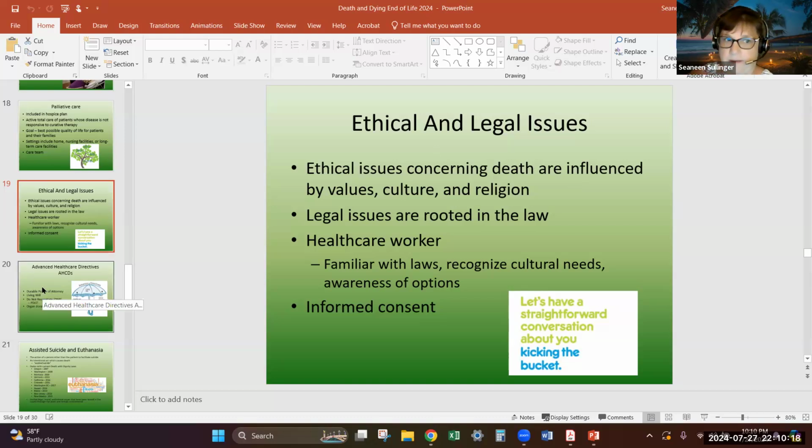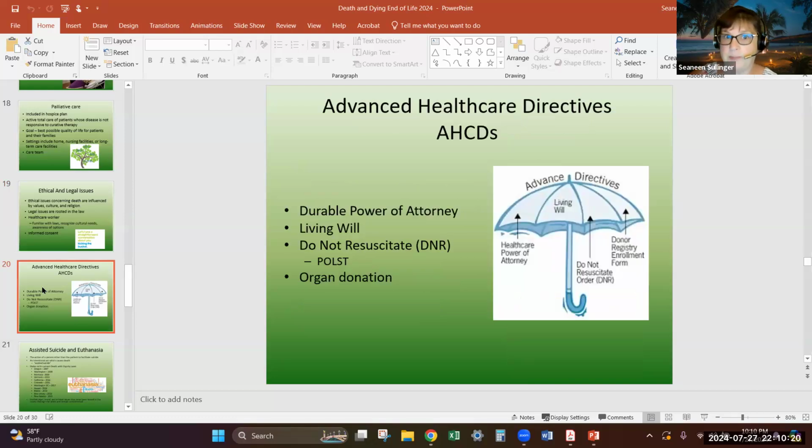And so when you talk about the legal healthcare paperwork type of things, this is a graphic that I like because I think it puts things in a clear picture. Advanced directives is the umbrella term, right? And underneath that comes the living will, which we talked about, the healthcare power of attorney or health proxy, and the do not resuscitate order and the POLST.